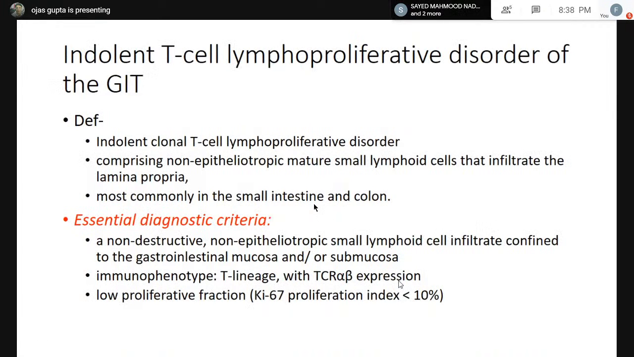Indolent T-cell lymphoproliferative disorder of the GIT. As the name suggests, it is an indolent clonal T-cell lymphoproliferative disorder. It comprises non-epitheliotropic mature small lymphoid cells that infiltrate the lamina propria. It most commonly involves the small intestine and colon. The essential diagnostic criteria: there has to be a non-destructive, non-epitheliotropic small lymphoid cell infiltrate, which should be confined to the gastrointestinal mucosa and/or submucosa. On immunophenotyping, they show T lineage with T-cell receptor alpha beta expression. They have a low proliferative Ki67, that is less than 10%.